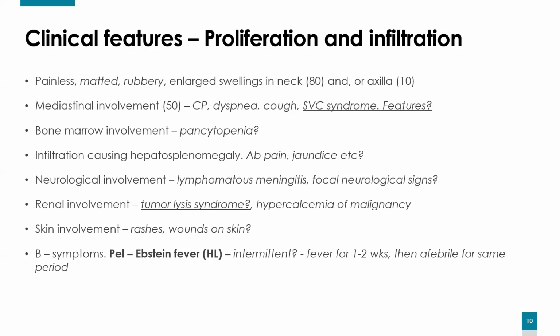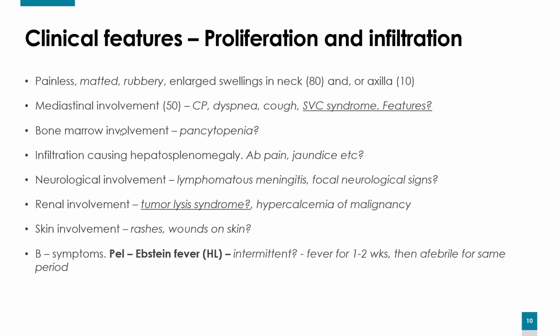Next is marrow involvement. This is again very straightforward. If you have proliferation in the marrow, you expect a pancytopenic picture. So how do you bring out the pancytopenic picture? RBC, WBC, and platelets. For RBC, we ask about anemia symptoms. WBCs, recurrent infections. Platelets, spontaneous bleeding, easy bruisability, family history of easy bruisability, bleeding gums.